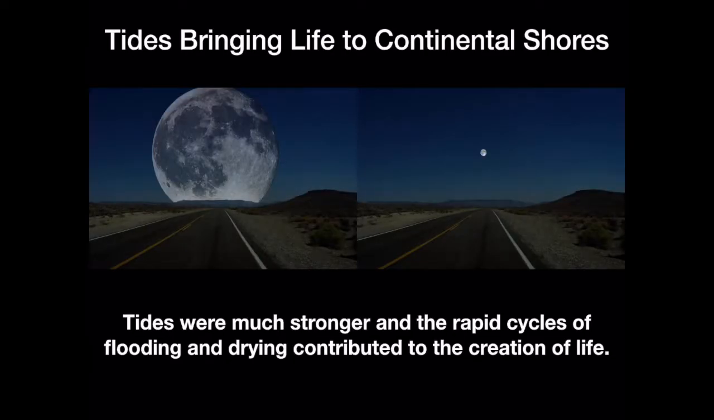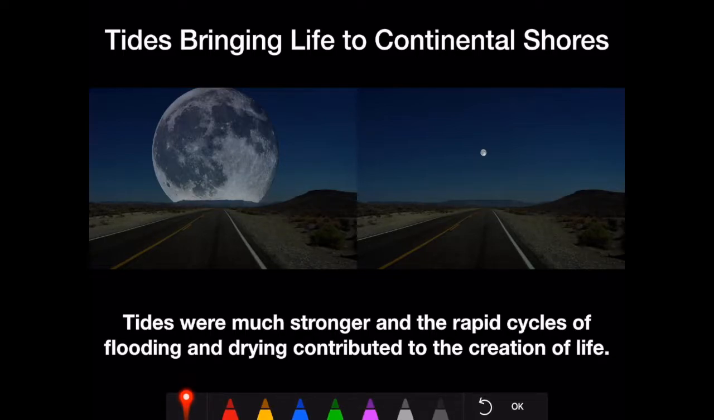So the first point here is that tides helped bring life to continental shores. It all began billions of years ago. The moon was much closer to the Earth than its current position. As you can see here, the moon is way bigger than it is over here. In this picture, it's what the moon looks like today. This picture is what the moon would have looked like a long time ago. With the moon at such a close distance, tides were much, much stronger, and the rapid cycles of flooding and drying contributed to the creation of life. So this turned out to be very important.